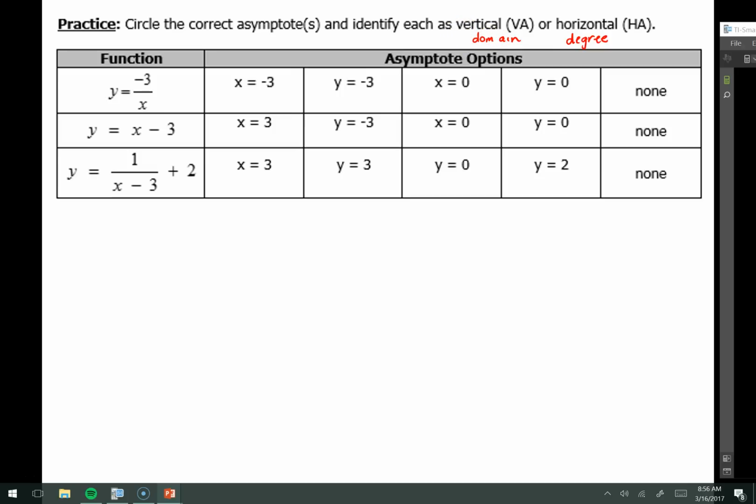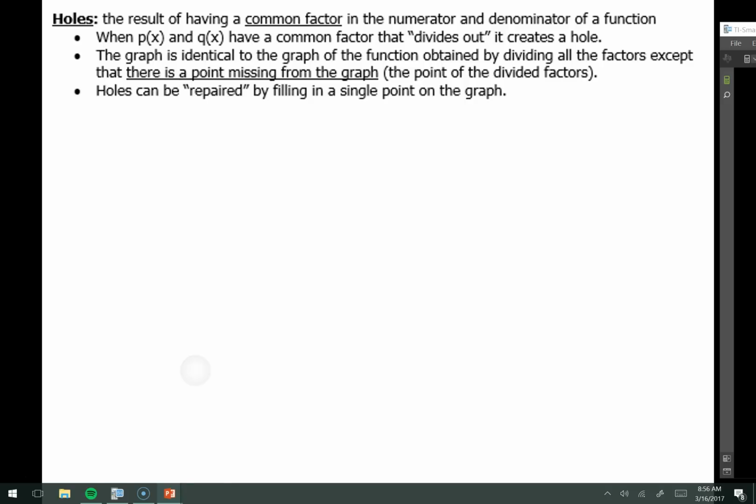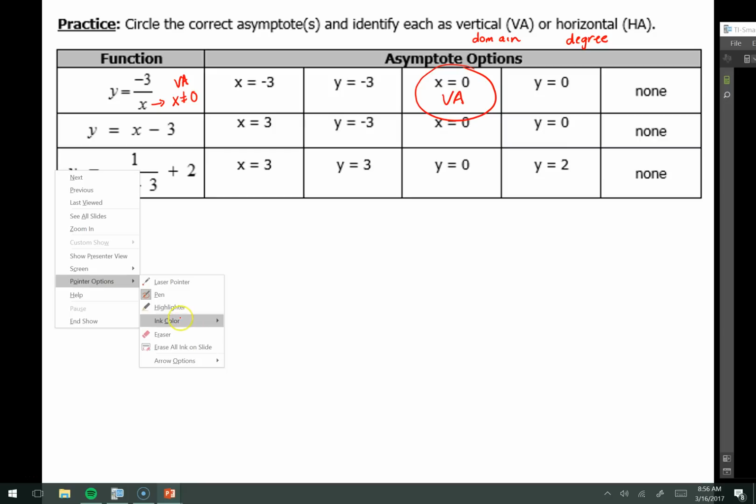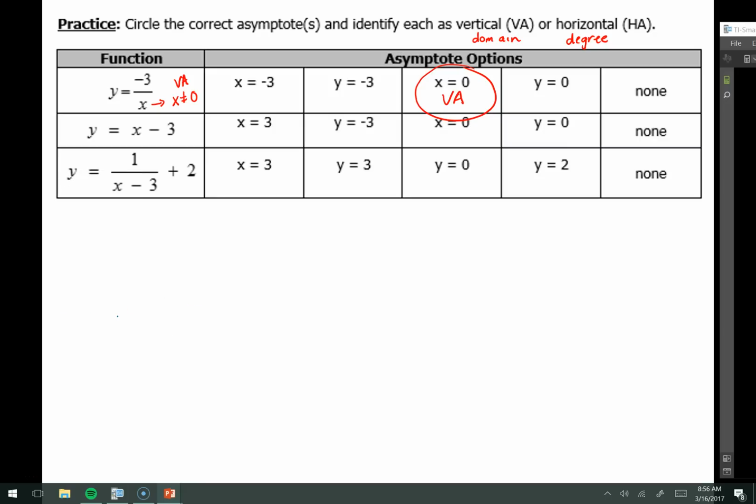Okay, so looking at this first one, y equals -3 over x. If we look at the denominator, that tells us that x is not allowed to equal 0, and that's our vertical asymptote. So let's look at these options. x is not allowed to equal 0, so that is this one, and it's our vertical asymptote. Now to find our horizontal asymptotes, I'm going to change my color here so things don't get too messy later as we do more of these.